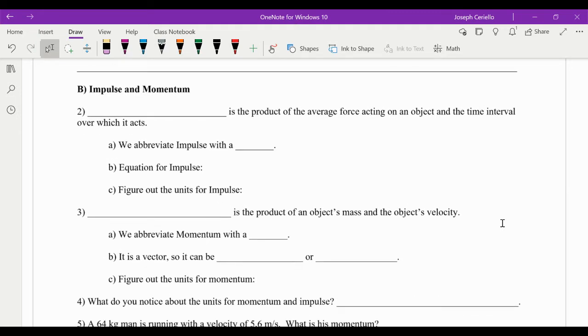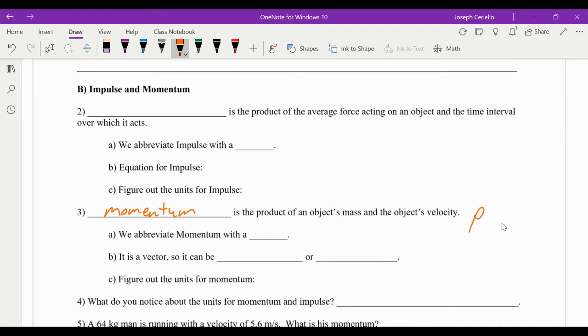So we have to define a couple terms, momentum and impulse. And momentum you've probably heard of before, impulse maybe not. So actually going to talk about momentum first. It's the one down here. I should probably change the order of these two. So momentum is the product of an object's mass and the object's velocity.